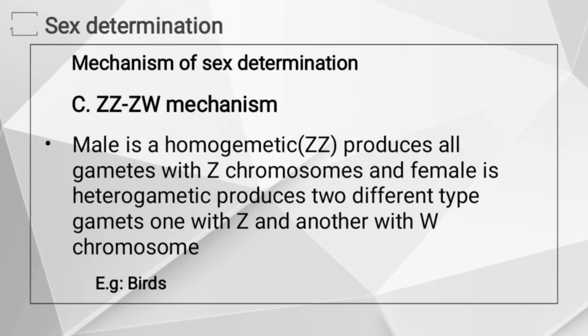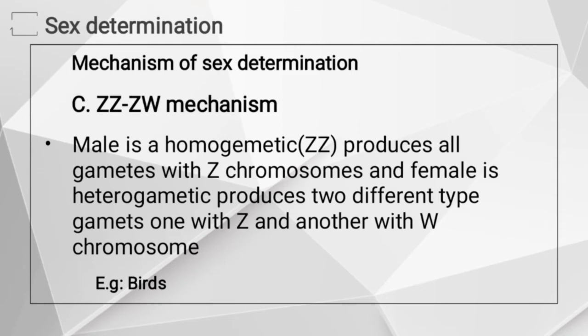Compared with the previous two mechanisms, this is slightly different. In the previous two mechanisms, male is heterogametic and produces two types of gamete. But here, female is heterogametic and produces two types of gamete. That means in the first two mechanisms, the sperm decides the sex of the offspring, but here the egg decides the sex of the offspring.